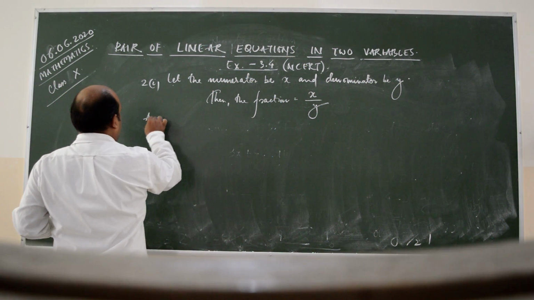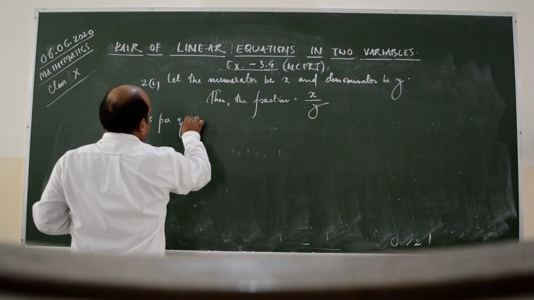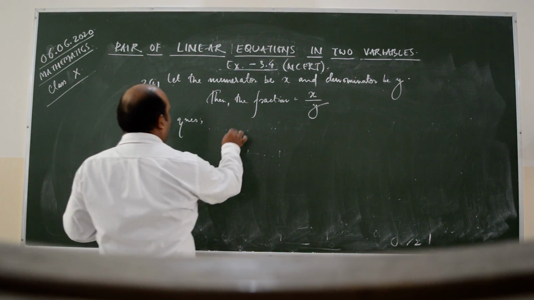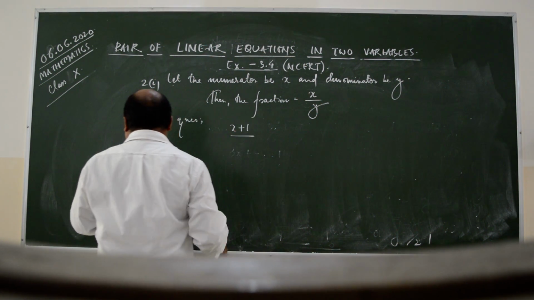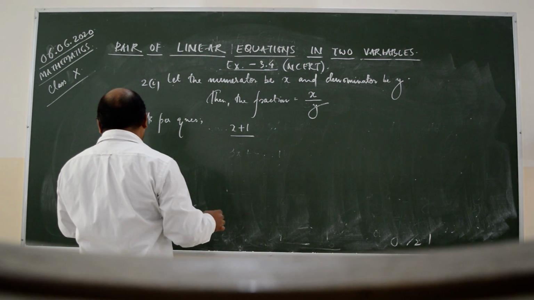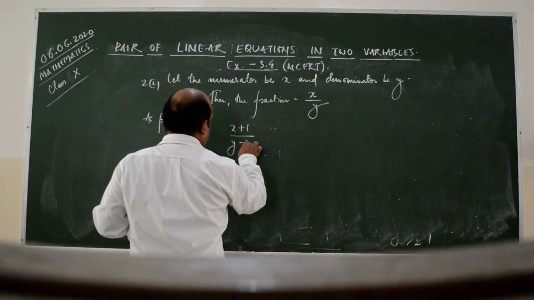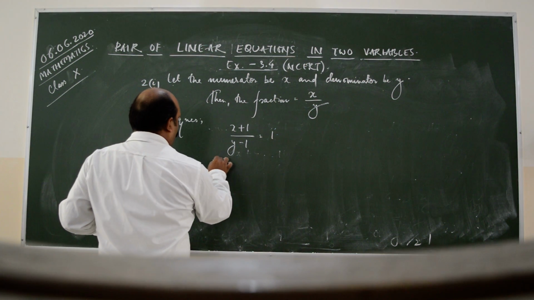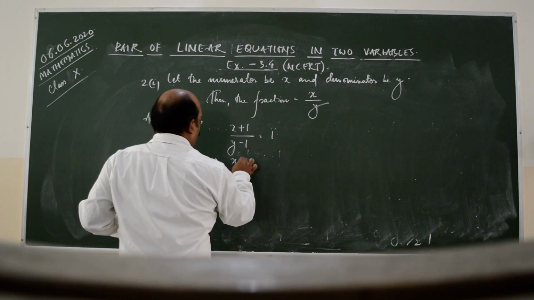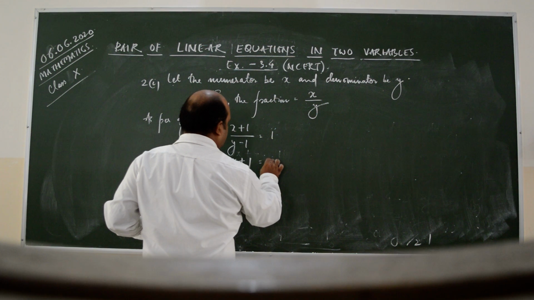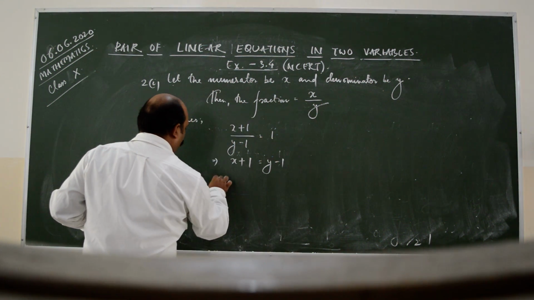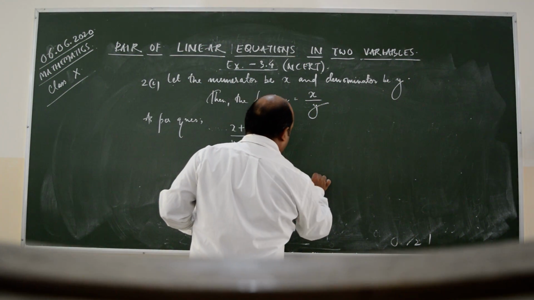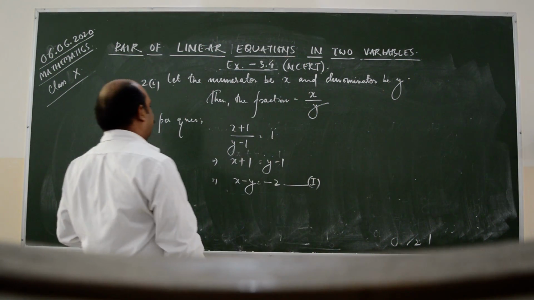Now as per the question, when 1 is added to the numerator, so x plus 1, and 1 is subtracted from the denominator, y minus 1, the fraction becomes 1. So let us frame the equation. We will cross multiply. x plus 1 is equal to y minus 1, or we can say x minus y is equal to minus 2. This becomes the first equation.